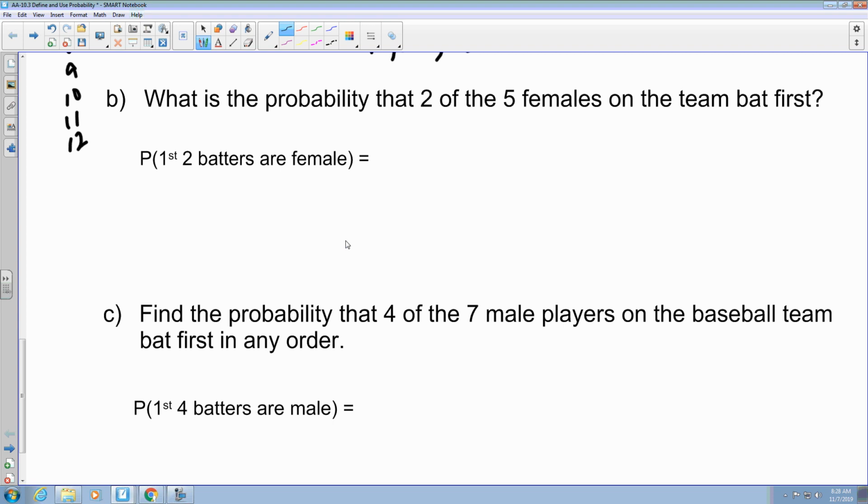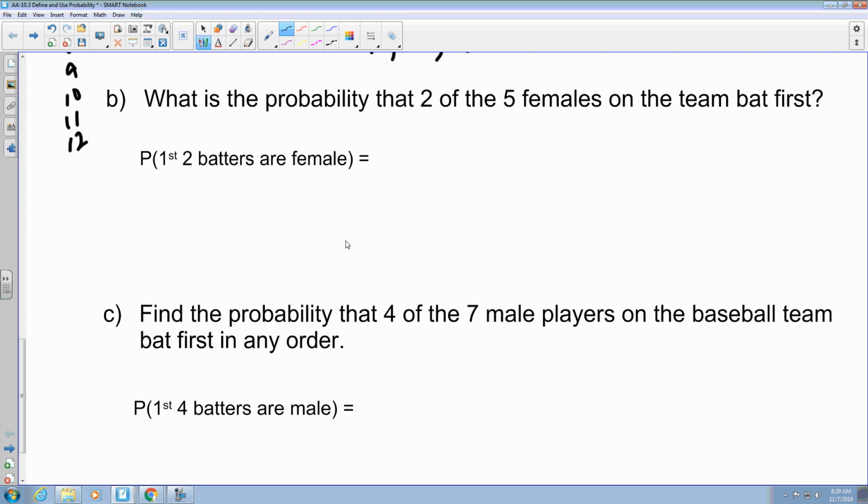Next, it says, what is the probability that two of the five females on the baseball team bat first? So, the probability that the first two batters are female. It doesn't matter which females bat first, they just want them to be female. So in this case, this is a combination.